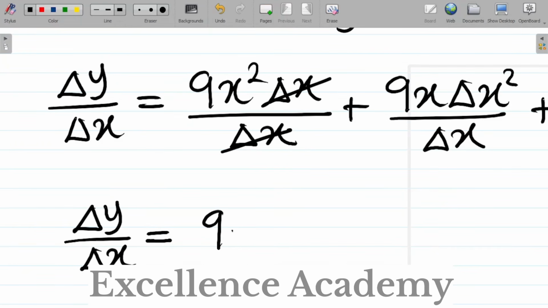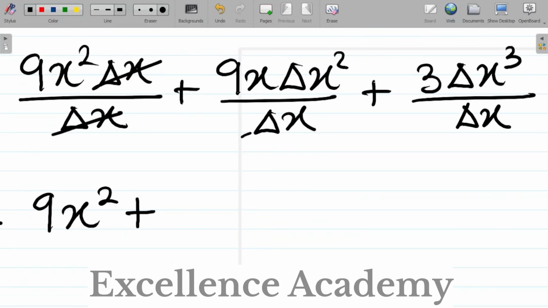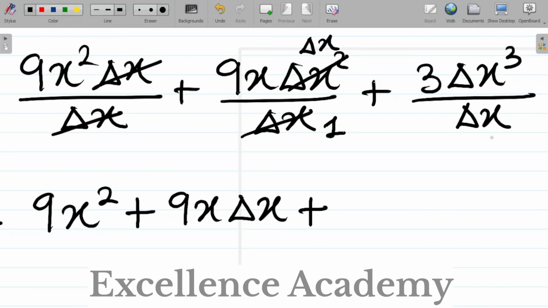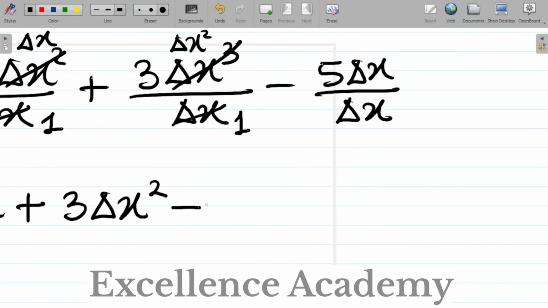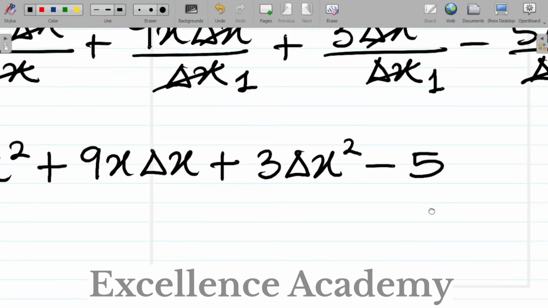I'm having 9x squared plus change in x here, 1. Change in x here, you have change in x. That becomes 9x change in x plus change in x here, 1. Change in x to this, change in x squared. That becomes plus 3 change in x squared. Okay, we still have this one here, minus change in x cancels change in x. I have 5. So you have this.